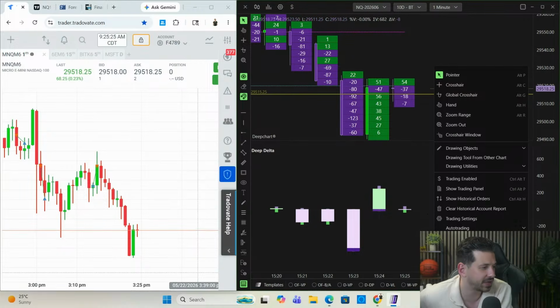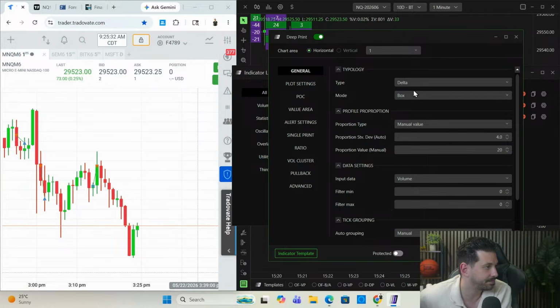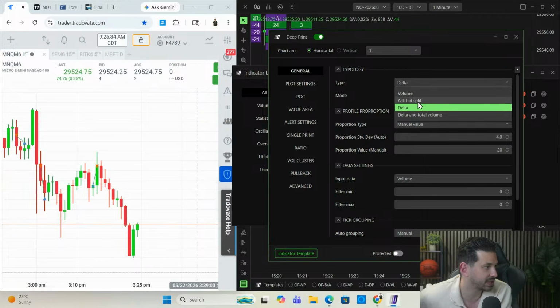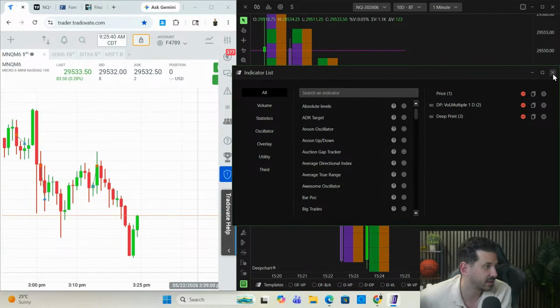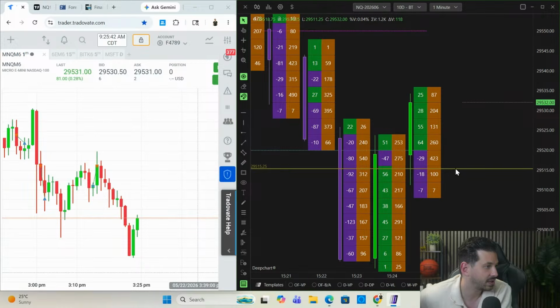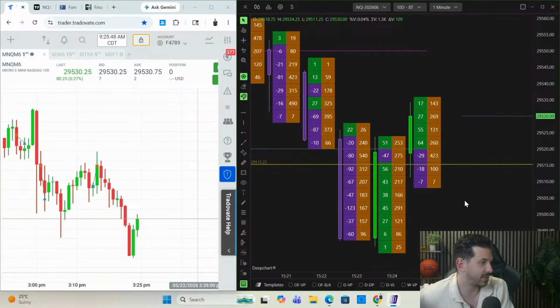But they've got a bunch of indicators that might be interesting. And the actual footprint, you've got the delta, ask-bid split, delta on total volume is always quite cool. Let's see how that looks. So that's not bad. You've got the total volume. It's actually quite good. I might have the total volume on there, just so I can see it again.